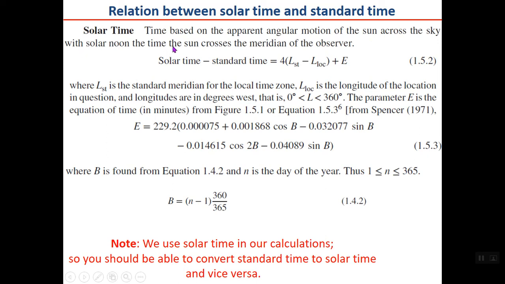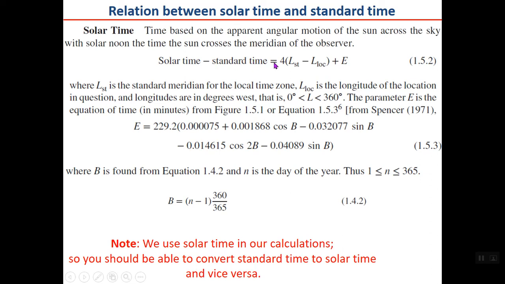Solar noon is the time the sun crosses the meridian of the observer. It means that the sun is exactly in the middle of the sky, as I show you in the next slide. What's the relation between solar time and standard time? By this equation, you can calculate solar time if you have the standard time, or vice versa.